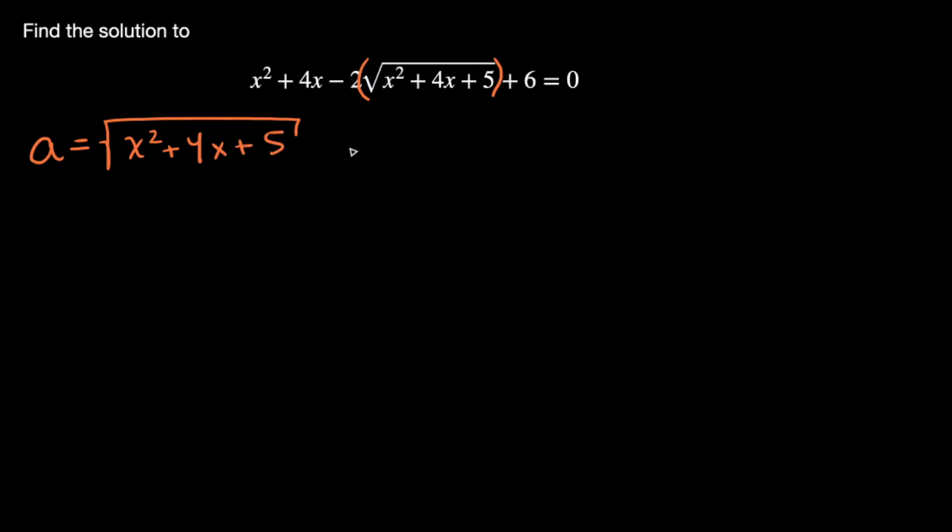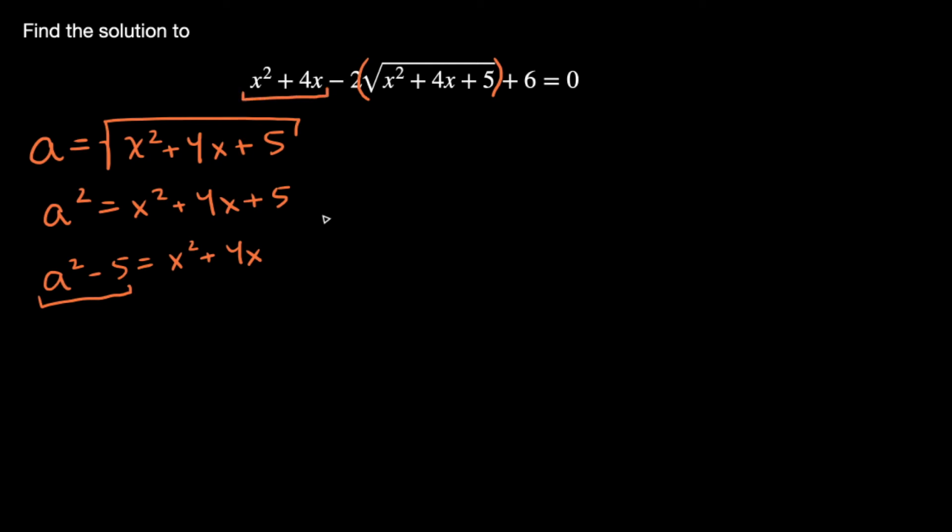Now let's see what this will allow us to do. Well, if we want to get the x squared plus 4x term outside of the square root, then of course we need to square it, right? So we have a squared is equal to x squared plus 4x plus 5. Now we realize that a squared minus 5 is equal to x squared plus 4x, right? And now we can actually substitute this for this, x squared plus 4x.